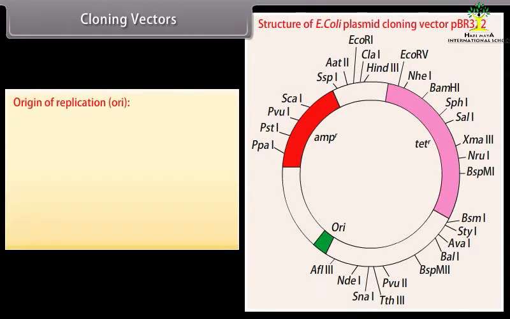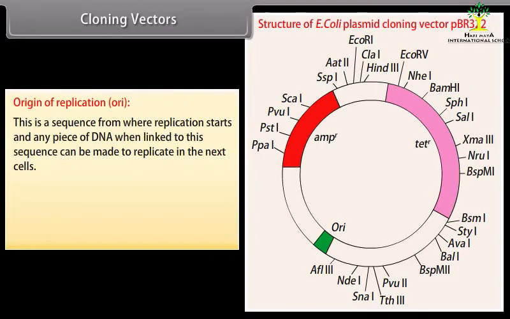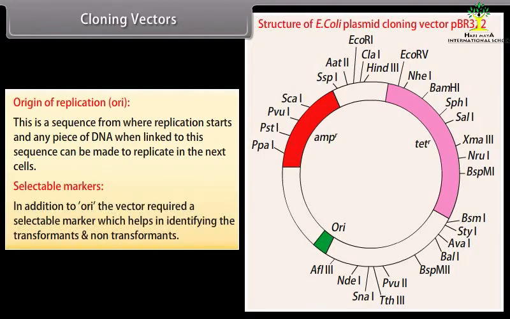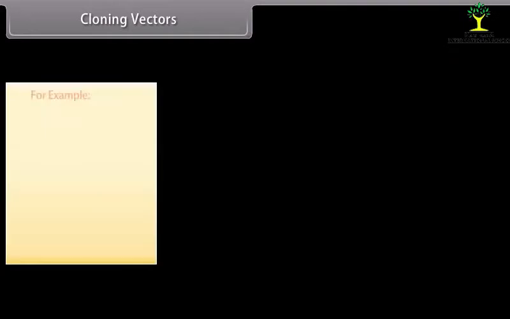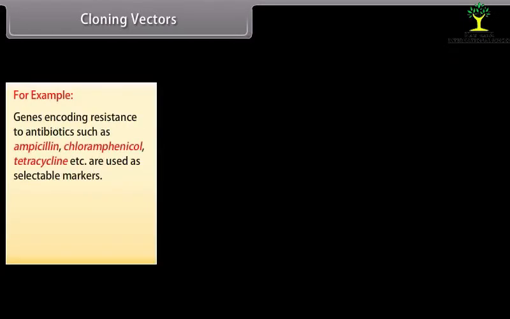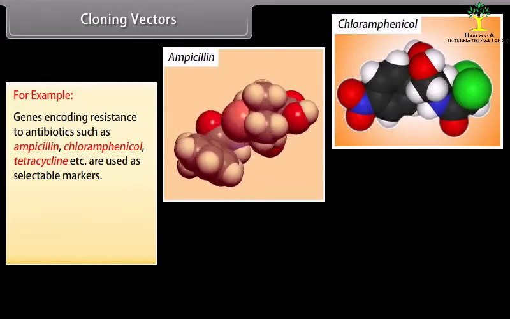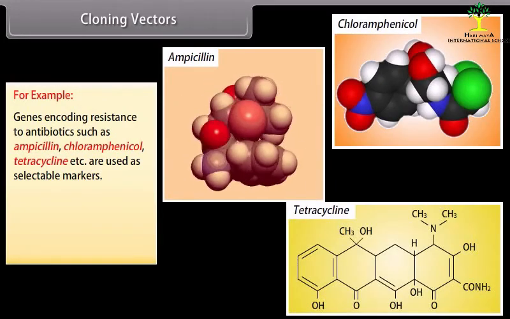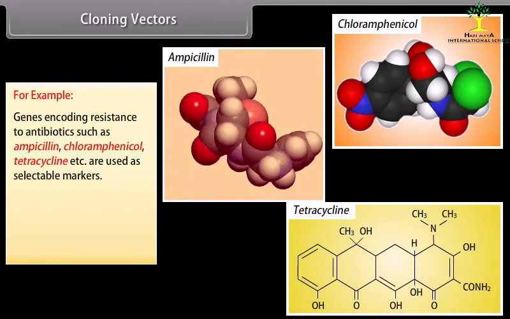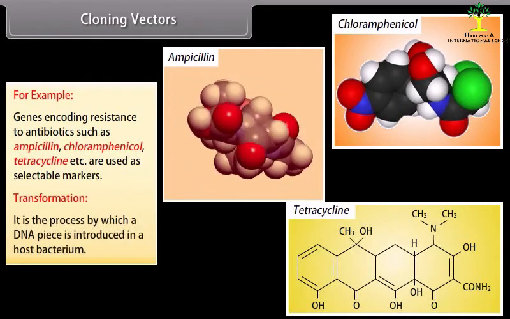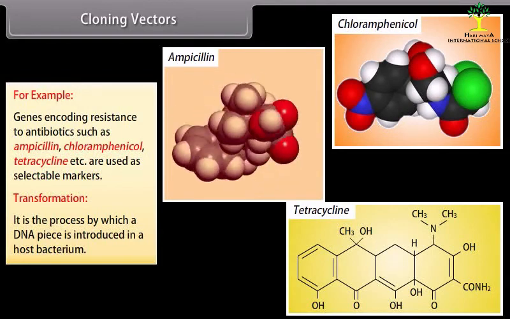Origin of replication. This is a sequence from where replication starts, and any piece of DNA, when linked to this sequence, can be made to replicate in the host cells. Selectable markers. In addition to ORI, the vector requires a selectable marker which helps in identifying the transformants and non-transformants. For example, genes encoding resistance to antibiotics such as ampicillin, chloramphenicol, tetracycline, etc. are used as selectable markers. Transformation. It is a process by which a DNA piece is introduced in a host bacterium.